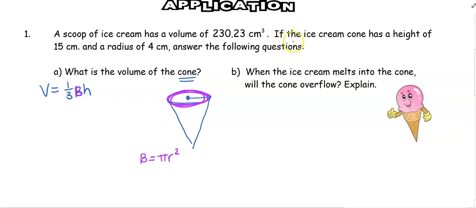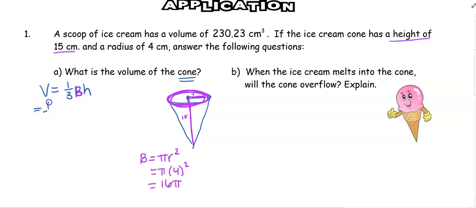If I look back up here, it says the ice cream cone has a height of 12 centimeters. So the height is from top to bottom. Oh, did I say 12? I meant 15. And has a radius of 4. So the radius there, which is going to be 4. So all I need for this one is my radius of 4. 4 squared gives us 16 pi.